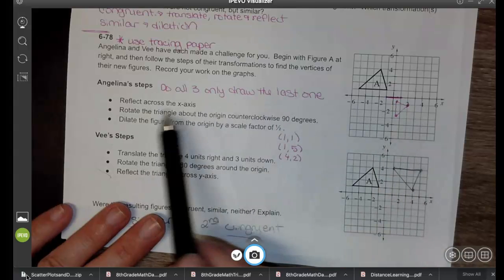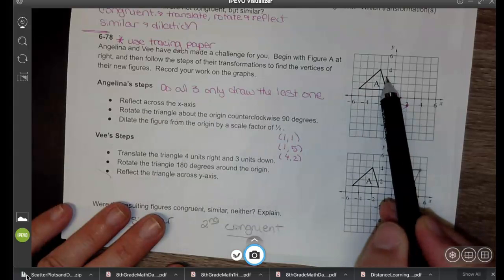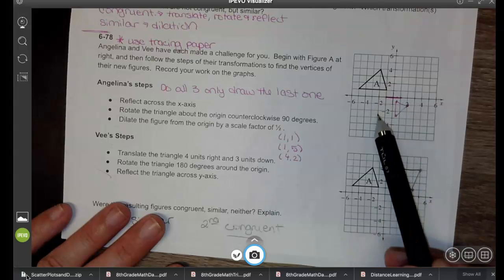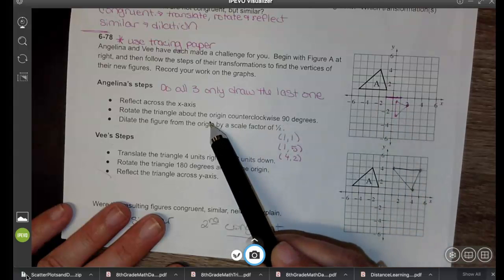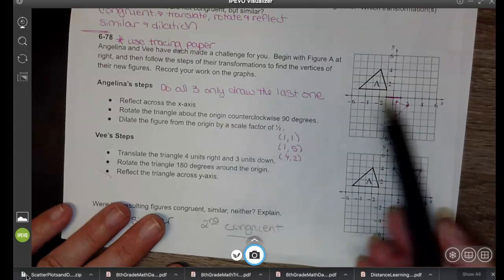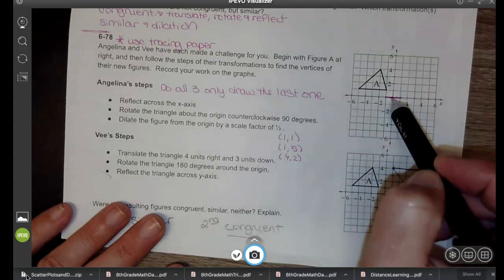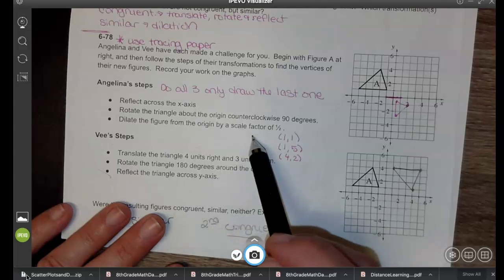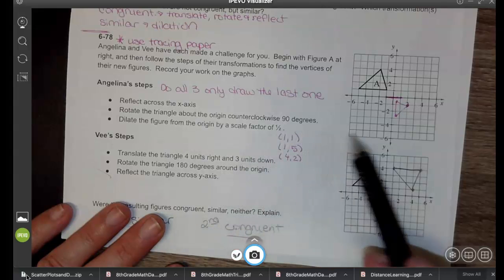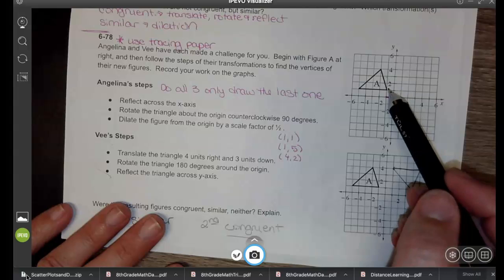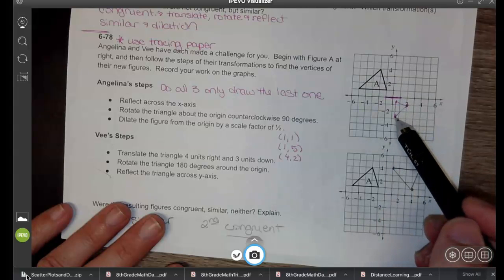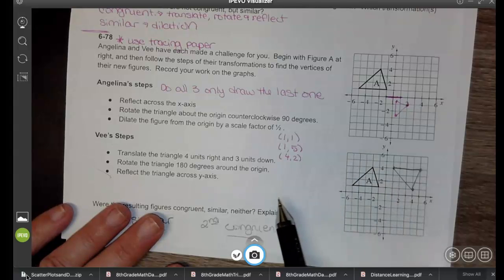So she had to first reflect her original shape, her pre-image, across the x-axis, so it would come down. She's going to rotate the triangle about the origin clockwise 90 degrees. So here's your origin. You would rotate it then 90 degrees and then dilate this figure from the origin with the scale factor of half. So we're going to make it smaller. So we would take all these coordinates and multiply them by a half, and it would make it smaller. So that's what it would look like.